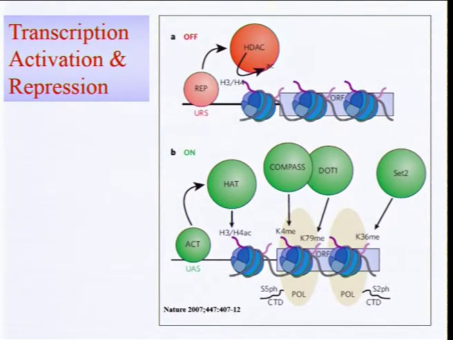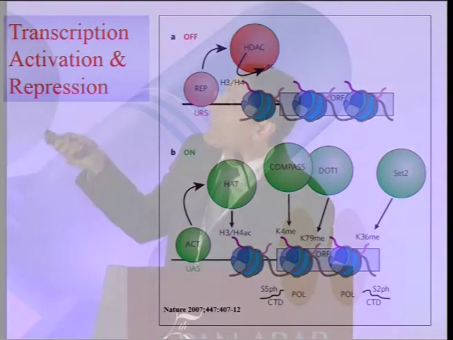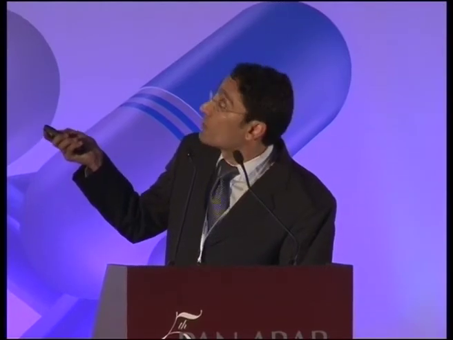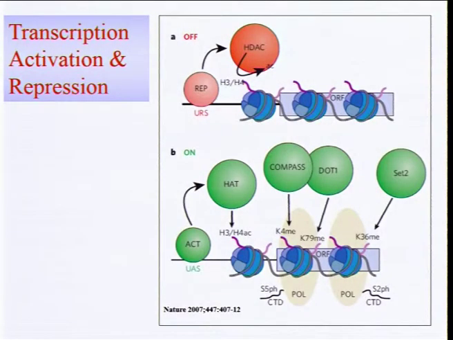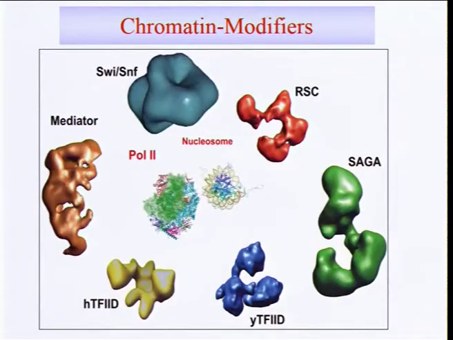So histone acetyltransferases are recruited by activators that are bound at the upstream activation sequences to turn on a gene, and histone deacetylases can be recruited by repressors to turn those genes off. There are also other chromatin modifying proteins such as methyltransferases that are recruited to have certain effects as well.